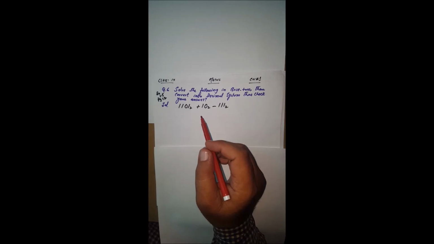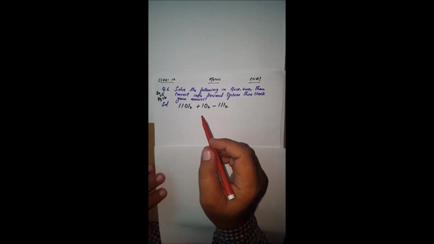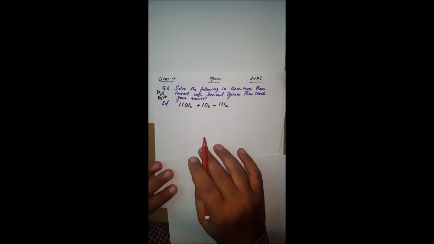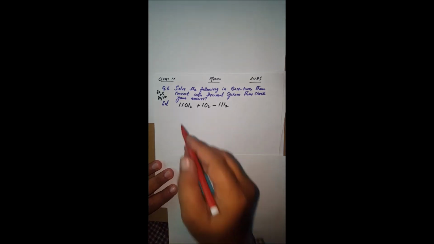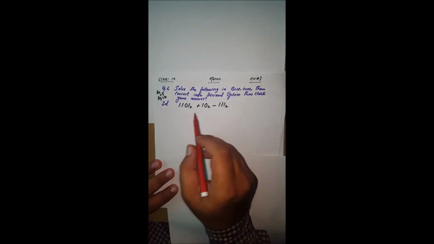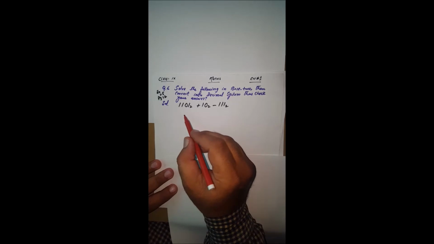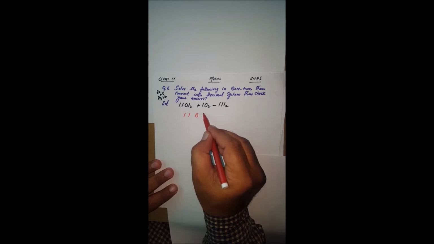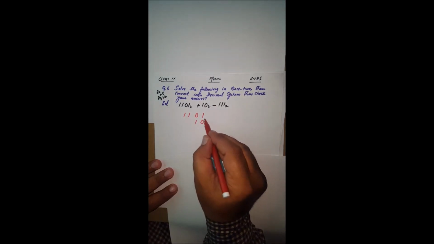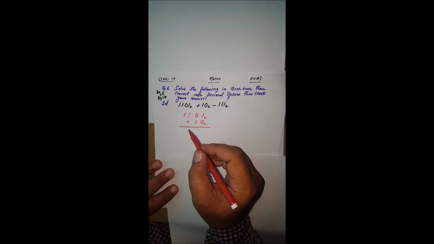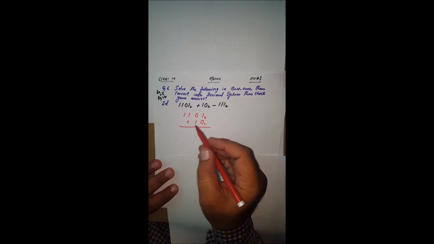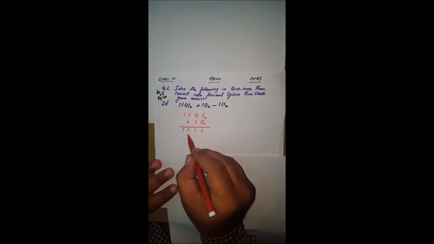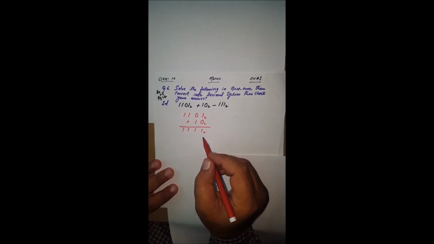Now we are solving this question. If there is more than one operation involved in a question, then we use the DMAS rule. First we add these two numbers, 1101 and 10 in base 2. The answer is 1, 0 plus 1 is equal to 1, 1, 1. The answer is 1111.